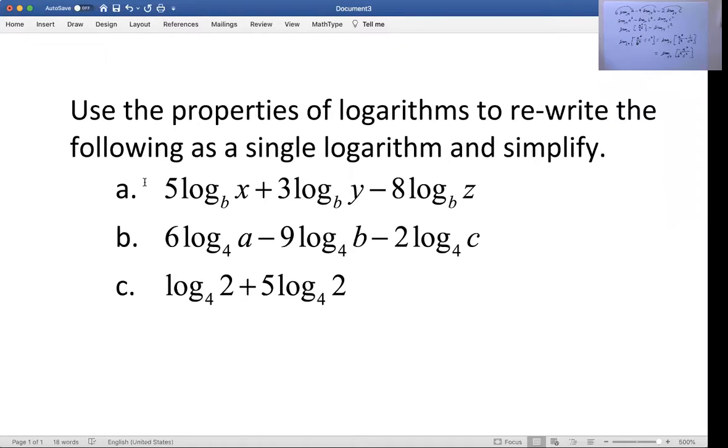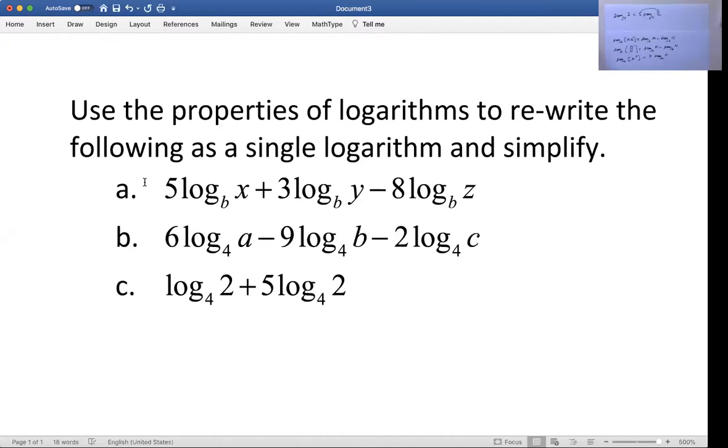Log base 4 of 2 plus 5 log base 4 of 2. How can we make sense of this one? Log base 4 of 2 plus 5 times log base 4 of 2. Again, we have our rules. I'm going to do this rule first. Again, pulling the exponent up. 5 log 4 of 2 would be log 4 of 2 to the 5th. So this exponent is going to come up here.